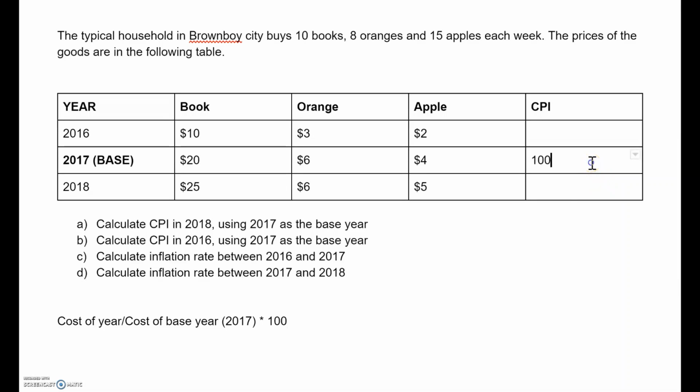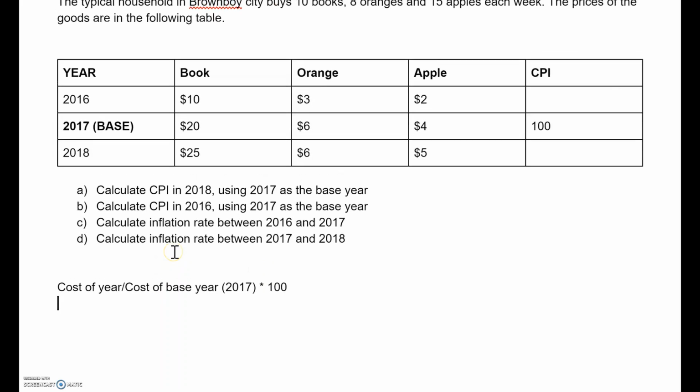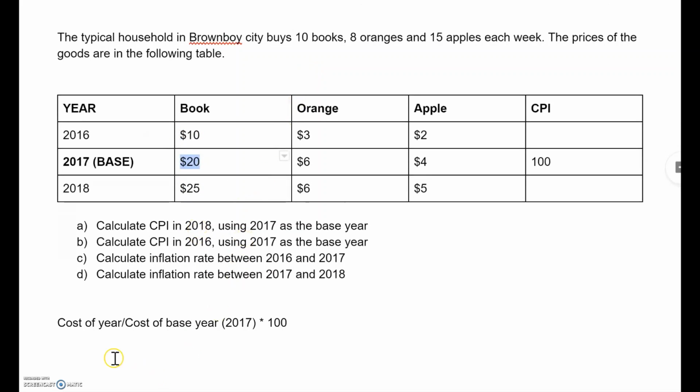So, as you can see, we already filled in the spot for CPI for 2017, the base year. A general rule that usually comes with the base year is that it will always have a CPI of 100. To show this, we will be calculating. So, we take the cost of the book, which is $20, and we multiply it by the quantity. So that is 20 times 10, which is 200. Then we add the orange cost, which is $6 times the quantity, which is 48. Then we add, again, for the apples, which is $4 times 15, which is 60. This all equals to 308.